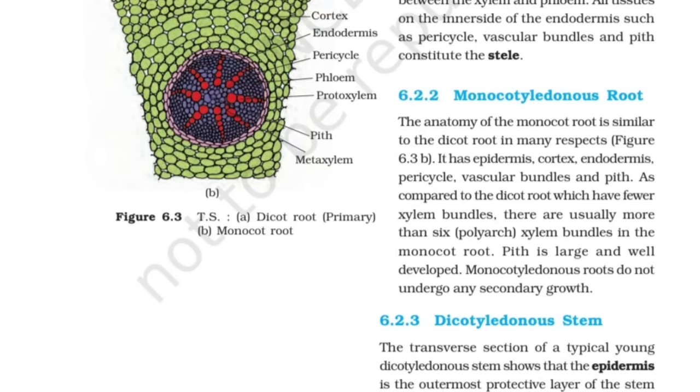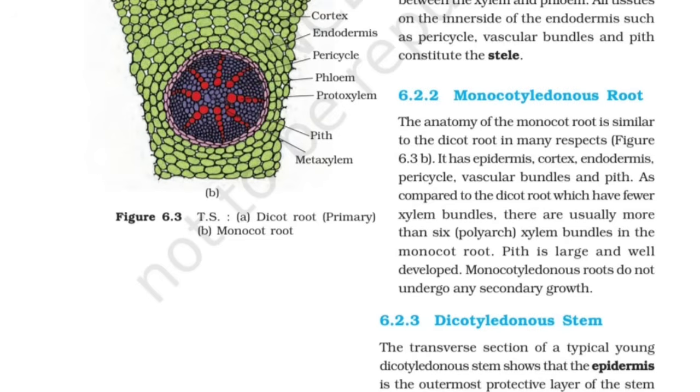Monocotyledonous root. The anatomy of the monocot root is similar to the dicot root in many respects. It has epidermis, cortex, endodermis, pericycle, vascular bundles, and pith. As compared to the dicot root, which has fewer xylem bundles, there are usually more than 6 polyarch xylem bundles in the monocot root. Pith is large and well developed. Monocotyledonous roots do not undergo any secondary growth.